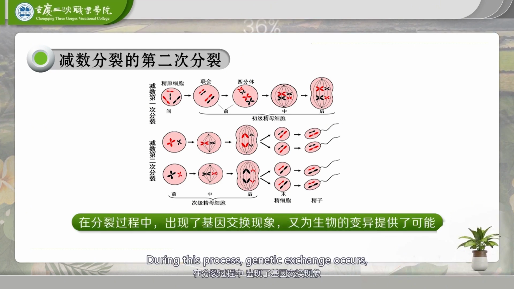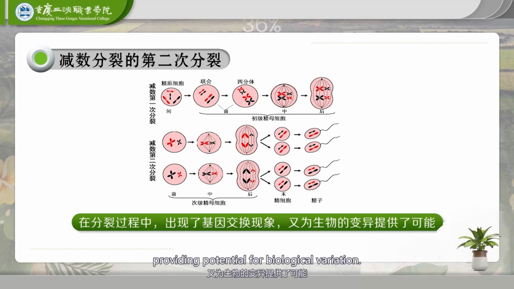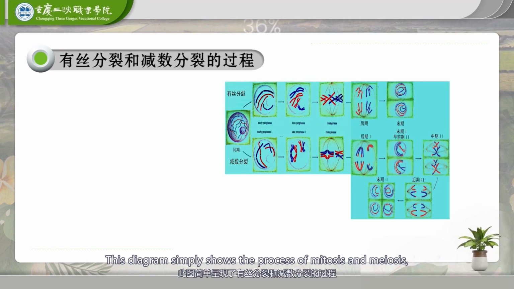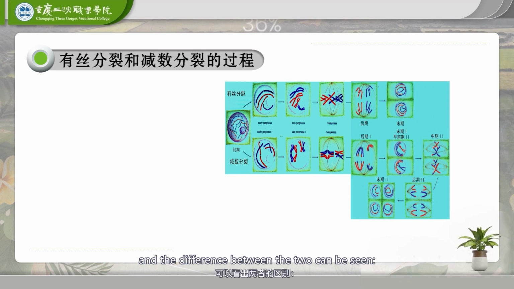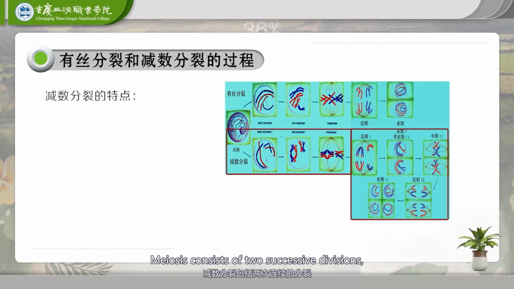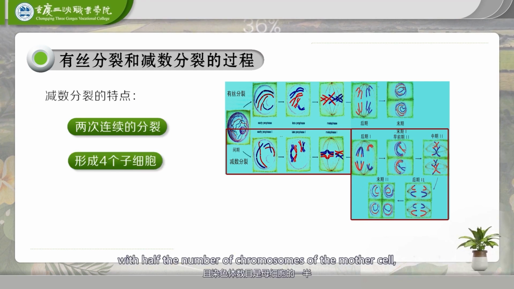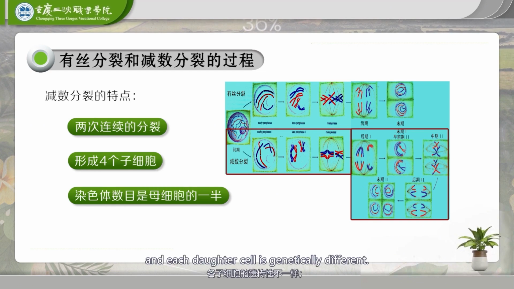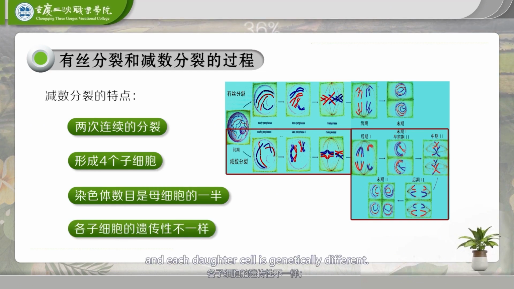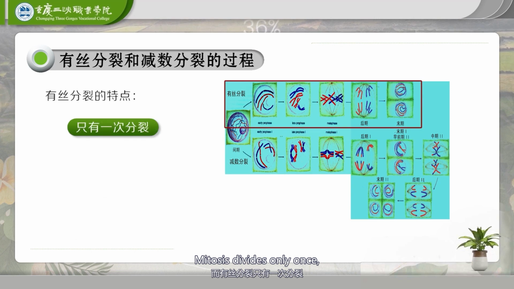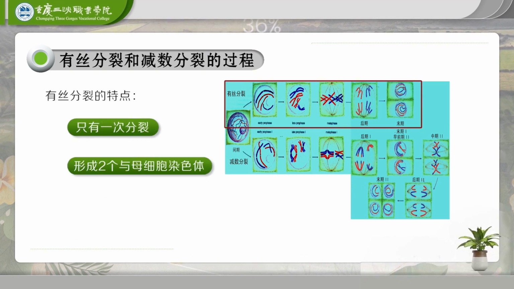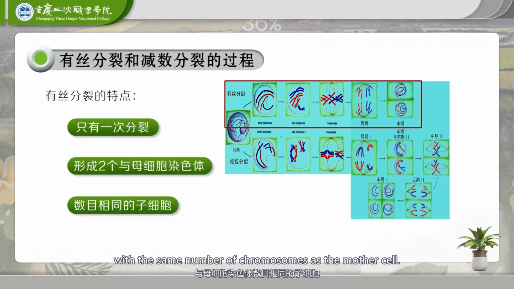During this process, genetic exchange occurs, providing potential for biological variation. This diagram simply shows the process of mitosis and meiosis, and the difference between the two can be seen. Meiosis consists of two successive divisions, forming four daughter cells with half the number of chromosomes of the mother cell, and each daughter cell is genetically different. Mitosis divides only once, yielding two daughter cells with the same number of chromosomes as the mother cell.